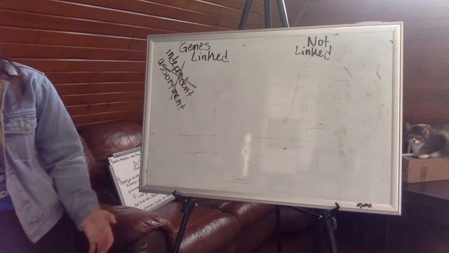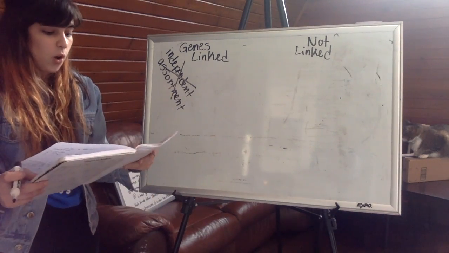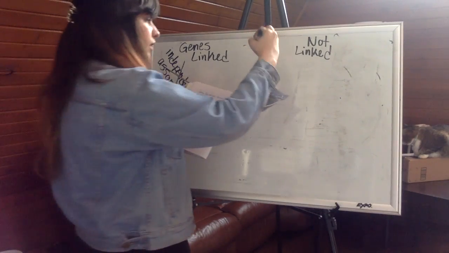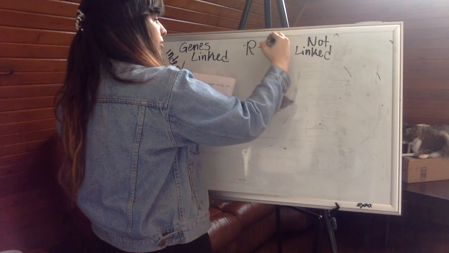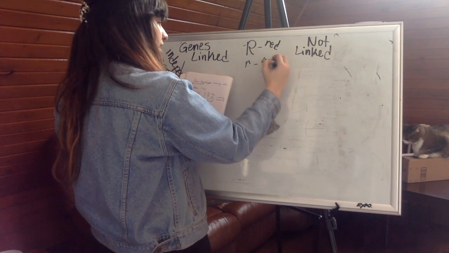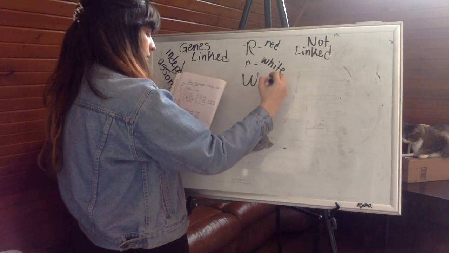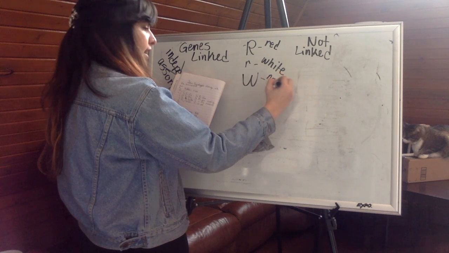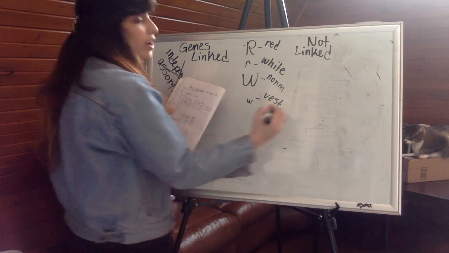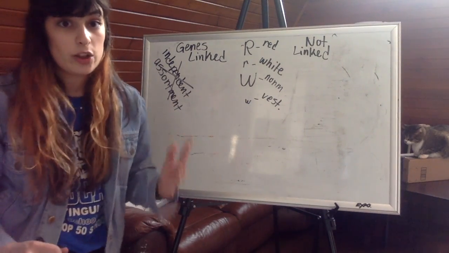Here's what that looks like in a problem. These are almost always about fruit flies, and here's what it'll look like. This is the dominant allele for red eyes. This is the recessive allele for white eyes. Here's the dominant allele for normal wings, and here is the recessive allele for vestigial wings. I'm just going to write vest. They're going to say, we did a test cross, here are the results.